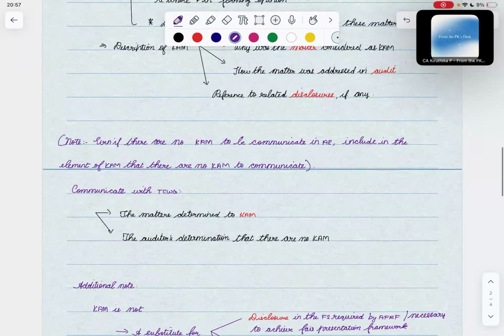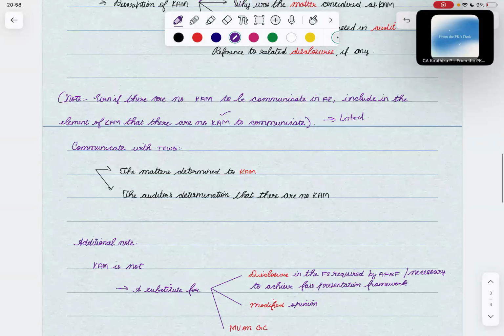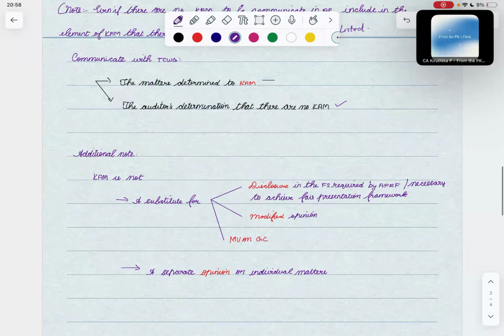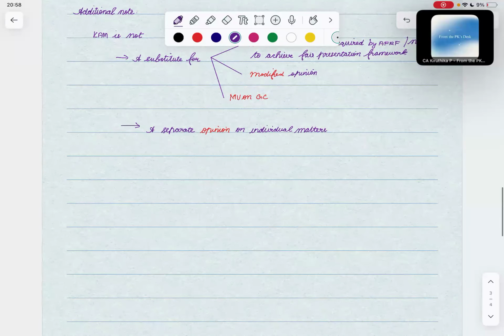And importantly, even if there is no KAM for listed entities also, we will communicate. We will include in the KAM section that there is no KAM to communicate, which we have seen in that snippet. Now, coming to communication with TCWG, we'll communicate the matters which are determined as KAM, and also in case the auditor determines there are no KAM, I'll communicate that with TCWG also. And finally, KAM is not a substitute for disclosure which is required per the AFRF or to achieve the fair presentation framework. And secondly, it is not a substitute for a modified opinion and also MU on GC. And lastly, a separate opinion we are not giving for any of these individual matters.